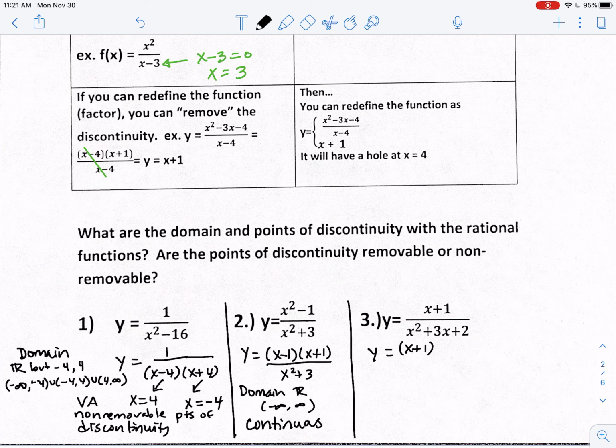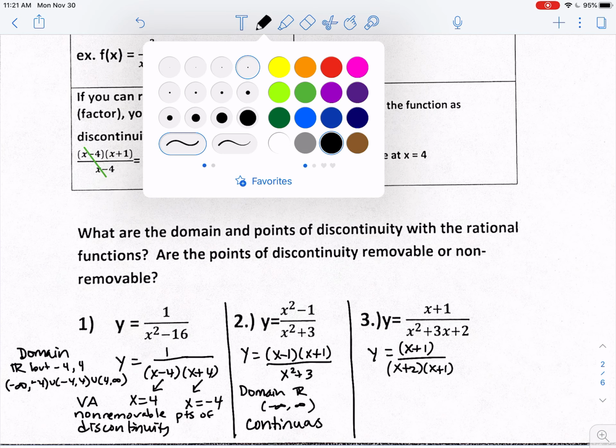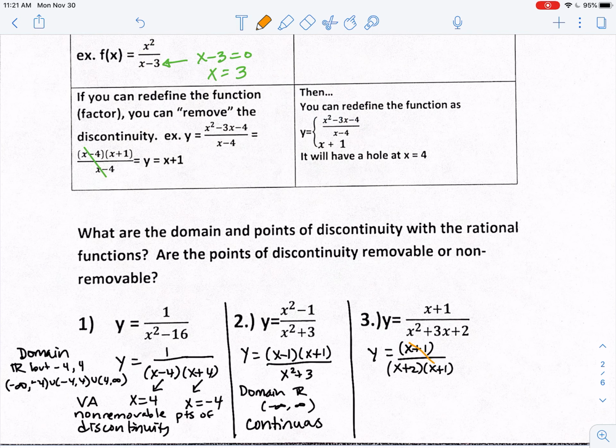We got x plus 1 on the top, and on the bottom, I've got x plus 2 times the quantity x plus 1. Well, here's what I notice. That x plus 1 is going to cancel. So that tells me that I have a hole. And I have a hole at x equals negative 1, because that's what would make that 0. Okay? That is removable, because I've only removed 1 point. That is a removable point of discontinuity.